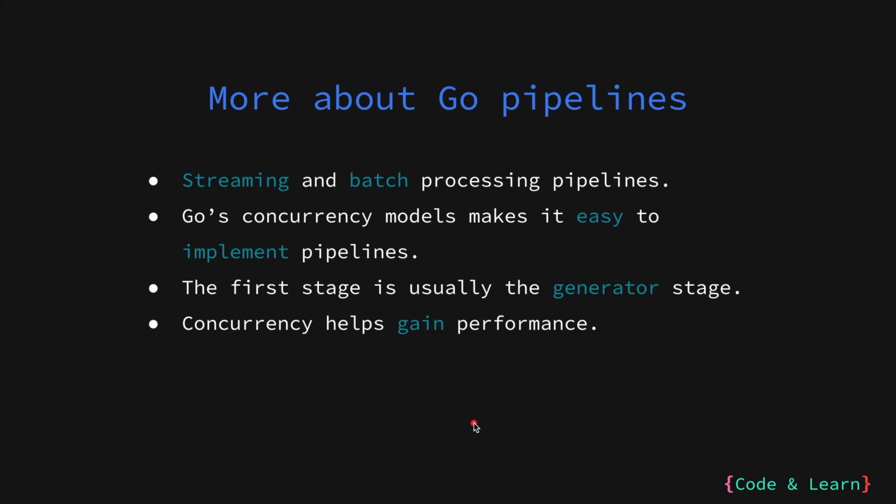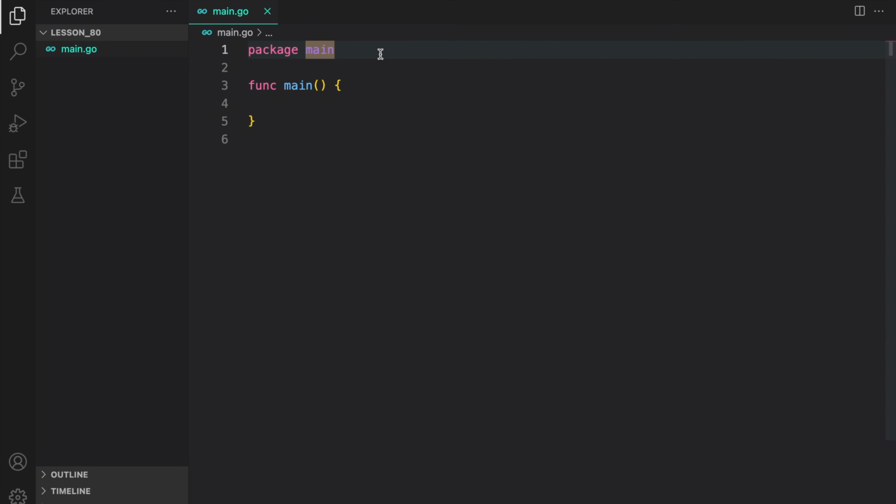Now with the basic concepts clear, let us start with a small example of a 3-stage pipeline. So let's write some code. First, I am going to create a gen function, or the generator function, which takes a variadic parameter of nums, which are ints, and returns a channel. The gen function puts all the numbers provided to it on the channel.